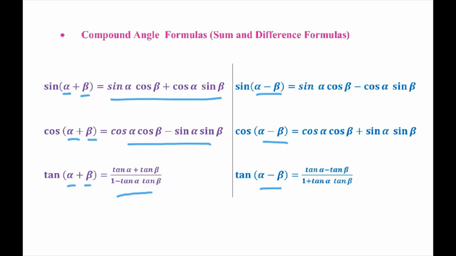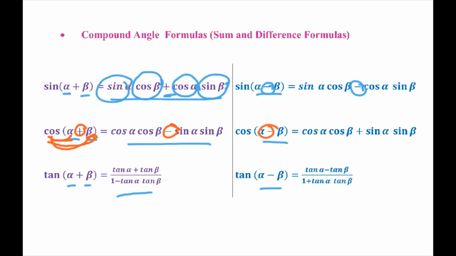So sine of the sum of two angles will be sine of the first angle multiplied by the cosine of the second angle plus cosine of the first angle multiplied by sine of the second angle. And for the difference, we change the sign in between them. Now for cosine, the sum is cosine of the first angle times cosine of the second angle, and we change the sign, minus sine of the first angle multiplied by the sine of the second angle. And when it comes to the difference, we just switch the signs.